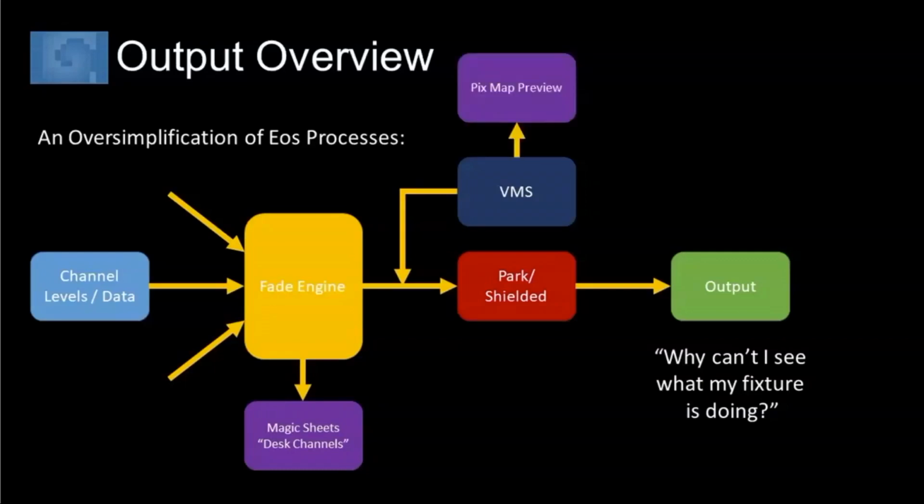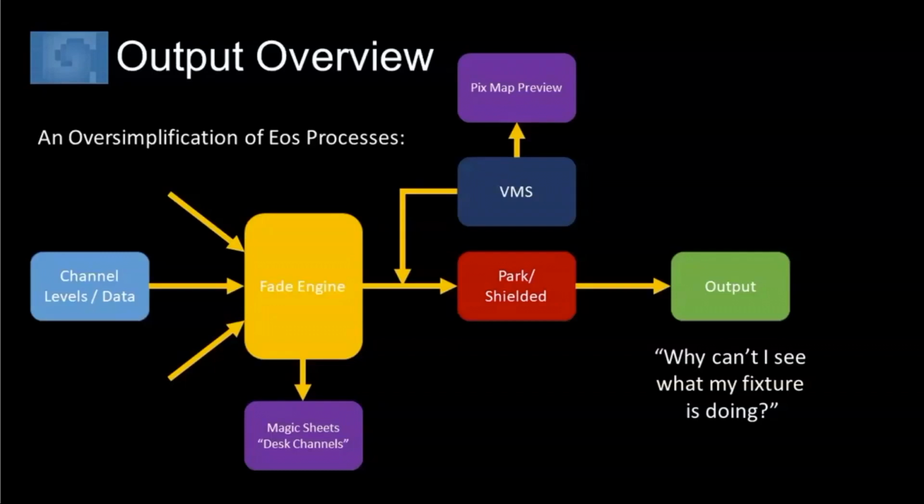Similarly, when we look at PixMap Preview in a few minutes, PixMap Preview has no idea what desk channels are doing, right? So if you open that tab and see what your pixel map is contributing, it's only getting its information from the virtual media server. And so these two things are kind of disparate right now, just by the way VMS was put into the code. And that was to save resources on hardware.